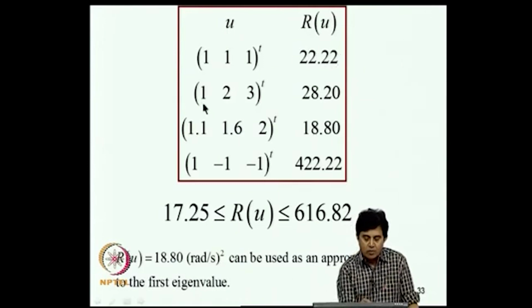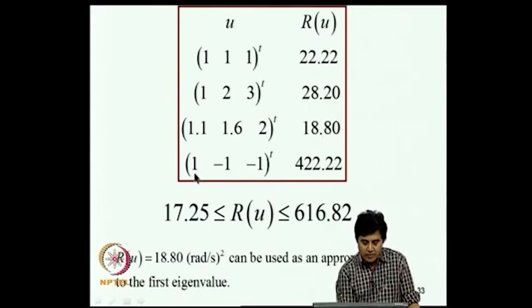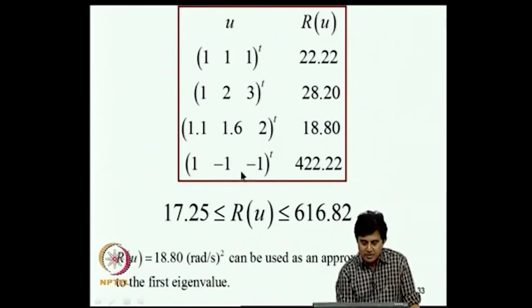If you take something like 1 2 3, this will be the estimate. On the other hand, if you take say 1.1, 1.62, you come closer to the true natural frequency. Now, if you take 1 minus 1 minus 1, this will be a bad guess on the mode shape. If you are familiar with how mode shapes behave, this will not be a good guess on the first mode shape. Therefore, this is depicted in the Rayleigh's quotient. But no matter what you are doing, we see that Rayleigh's quotient is bounded between the first natural frequency square and the last natural frequency square in all these examples.